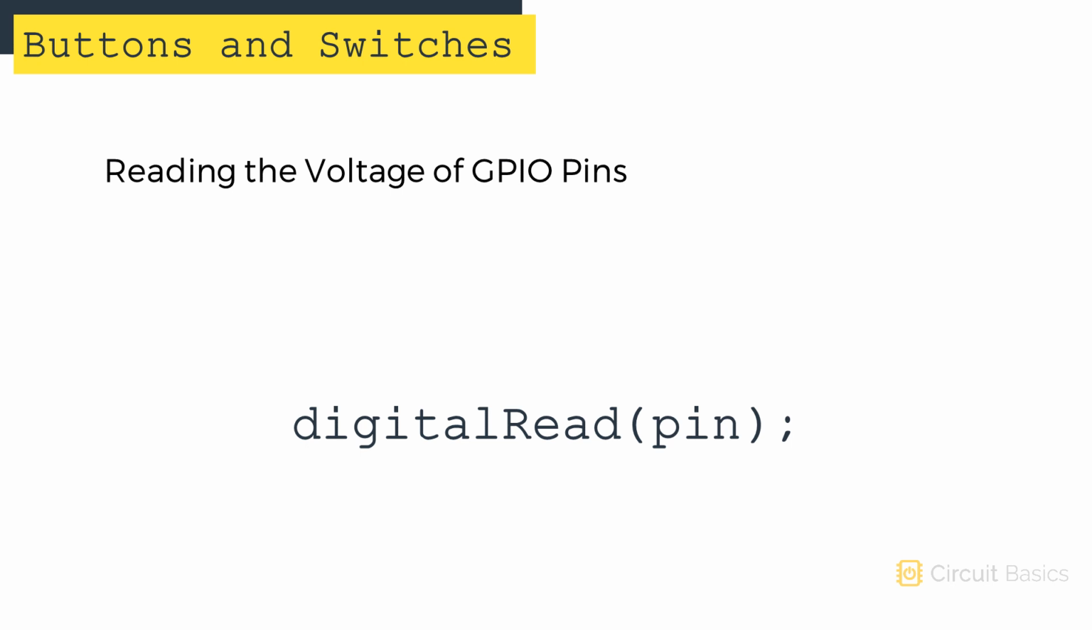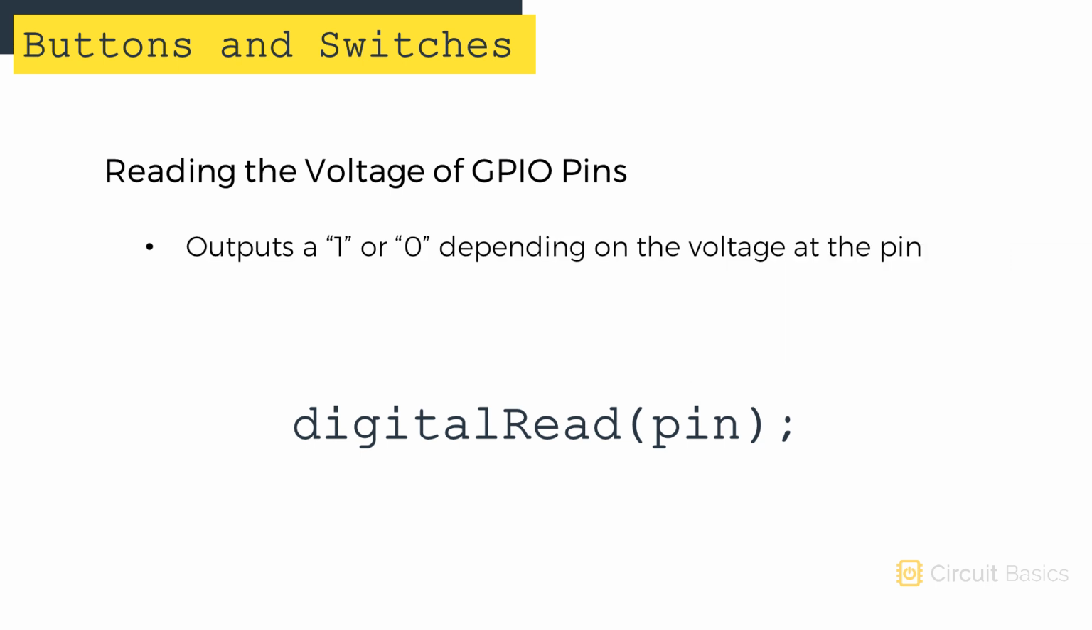I'm going to introduce you to a new function called digital read. It's similar to the digital write function we learned about earlier, but instead of sending a digital signal to a GPIO pin, it will read a digital signal from them. With digital write, we had to tell the function which pin we wanted the signal sent to, and whether the signal should be high or low. With the digital read function, we just need to tell it which pin we want to read.